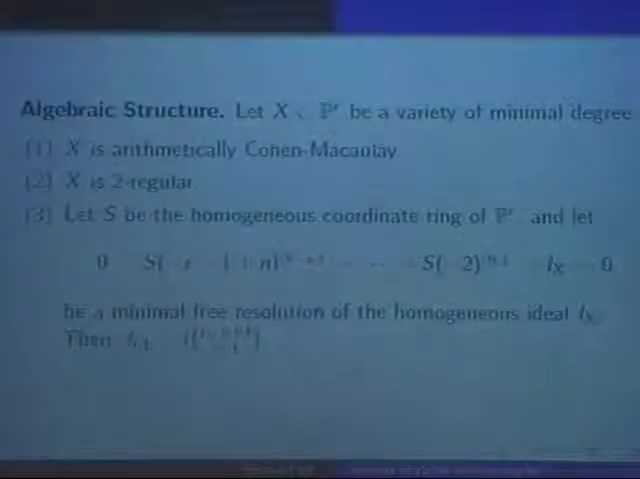Also, their structures are very well understood from several viewpoints. First, X is always arithmetically Cohen-Macaulay, and the Castelnuovo-Mumford regularity of X is always equal to 2, and the minimal free resolution is also completely understood. In particular, we know all the graded Betti numbers of the homogeneous ideal.